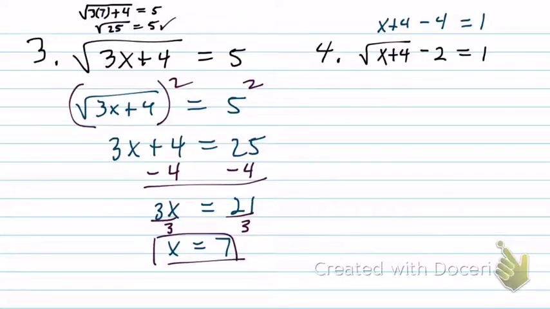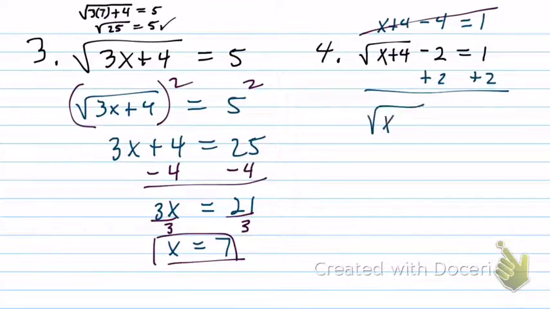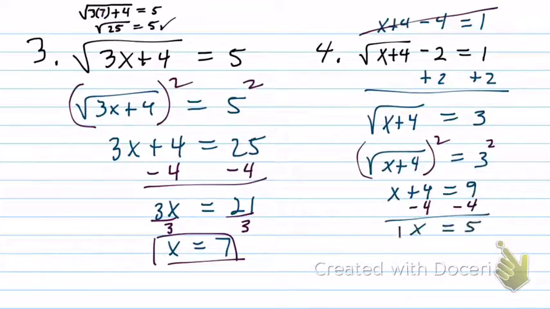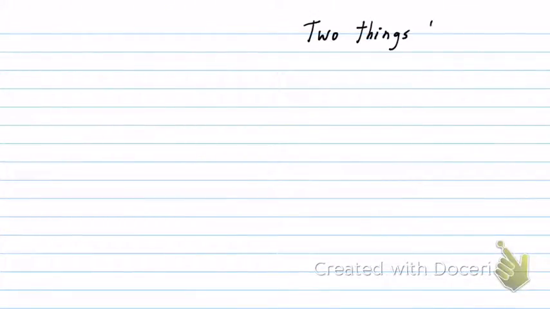We can make it a lot easier on ourselves by just getting rid of that minus 2. So let's go ahead and add 2 to both sides. We get the square root of x plus 4 equals 3. And now it's just like number 3. To get to the x, I'm going to need to square both sides so I can get rid of that radical. I get x plus 4 equals 9, and so we get 5. And again, notice if you check that, 5 plus 4 is 9, the square root of 9 is 3, and 3 minus 2 is 1. That will check. Let's move on.